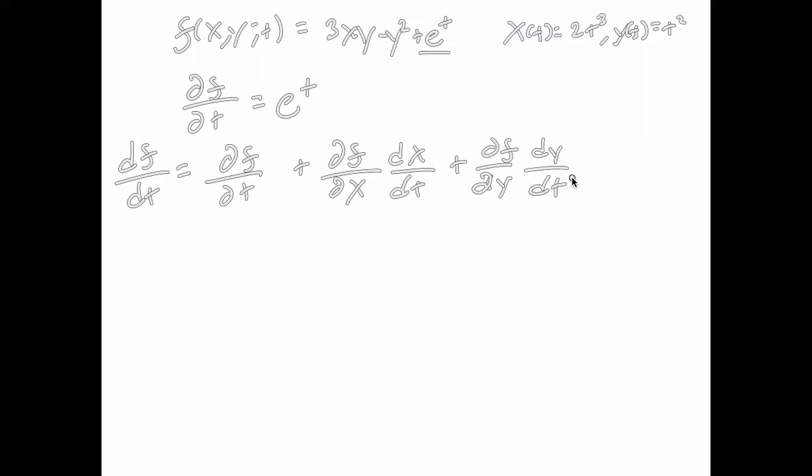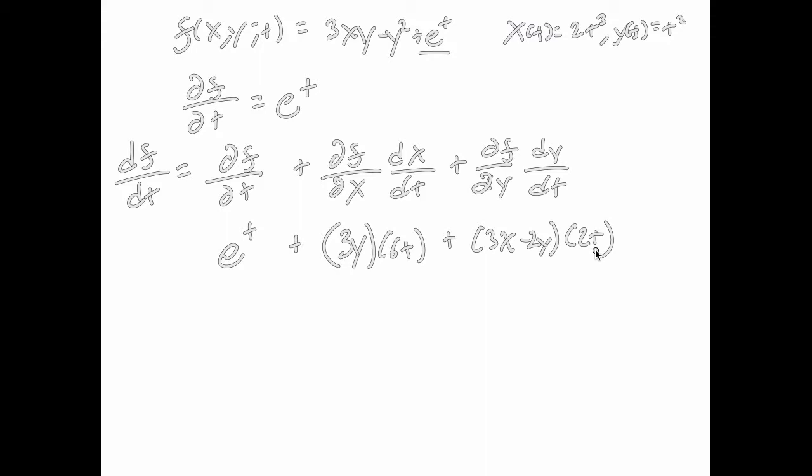Okay. So we can do this. We can plug in all the different values here. This one is still e to the t, and then this one over here, partial f partial x, is just 3y. That's the only place x exists in that function, is right there. And then dx dt is 6t. And then finally, the last term here, y appears in two places, the first term and the second term. And dy dt is 2t. So there you go. There's a total derivative.